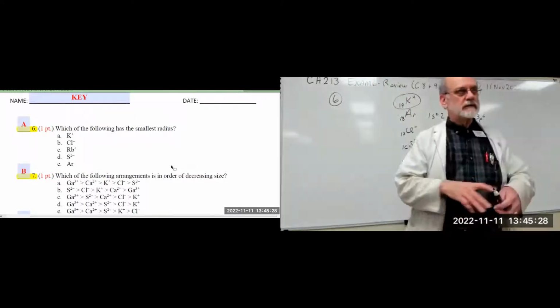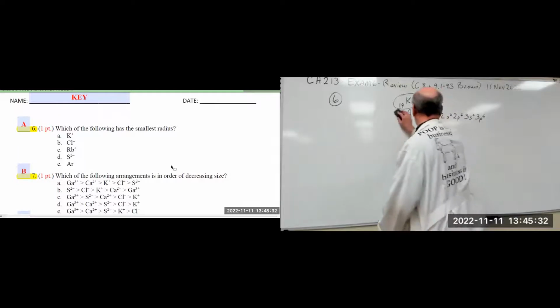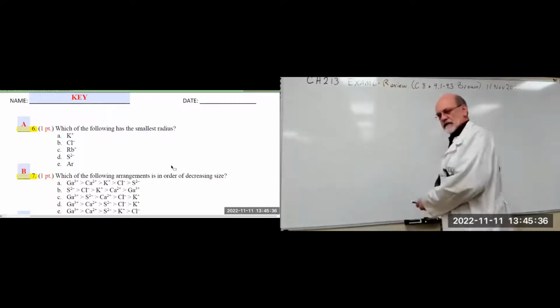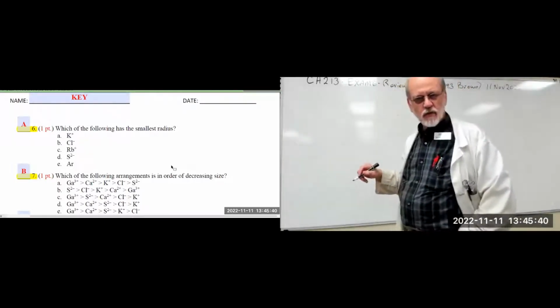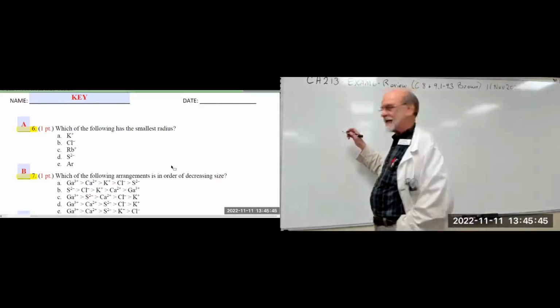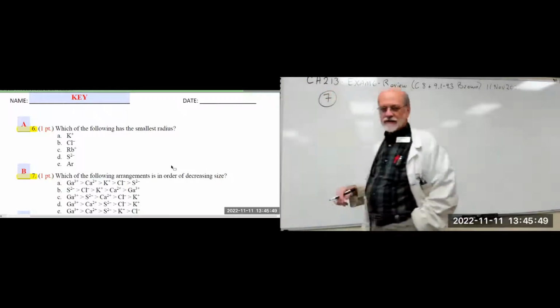Okay. All righty. Number 7. Which of the following arrangements is in order of decreasing size? Decreasing size.